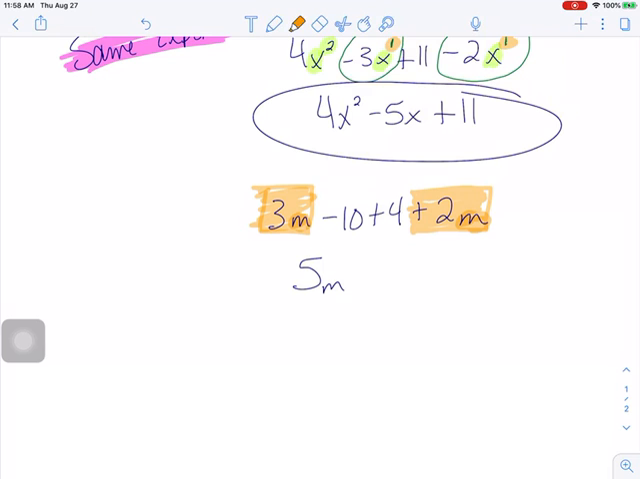And then now this time in the middle, I have a negative 10 and a 4. And those are just both regular numbers. So I can combine these together. Negative 10 plus 4 is negative 6, and that is my answer.